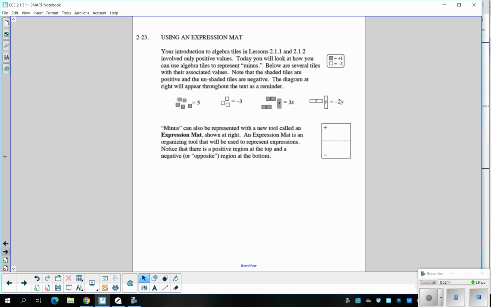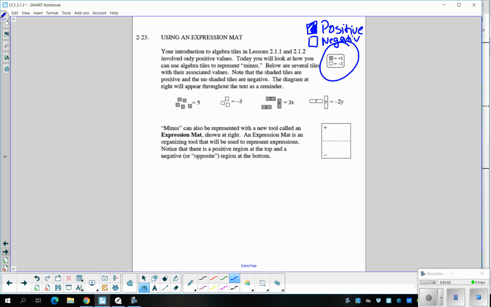So below are several tiles with their associated values. One thing that I do want to mention is when we're looking at these in the ebook or when we're drawing them, we're not always going to have colors. So when you're drawing them on your paper, you don't have colors to make them red or whatever color they are. So what they use is kind of a key, I guess you could say, or a diagram. So when it's shaded in, that means that it's positive. And then when it's empty or white, that's going to mean it's negative.